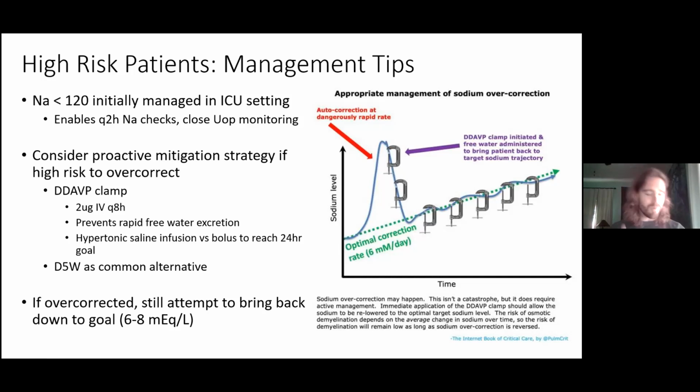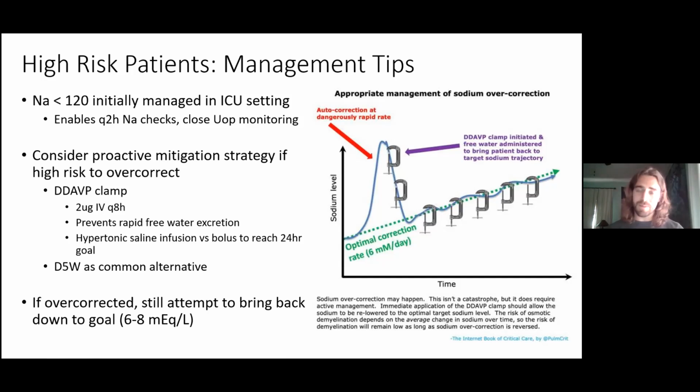Again, these are retrospective studies, but it does seem like for osmotic demyelination, it is the average change over 24 hours that really drives the risk for demyelination. So if someone is briefly overcorrected, still try to get them back down, either with DDAVP or D5, back to the optimal correction range. The cat isn't necessarily out of the bag yet, so it's still worth working hard for that.